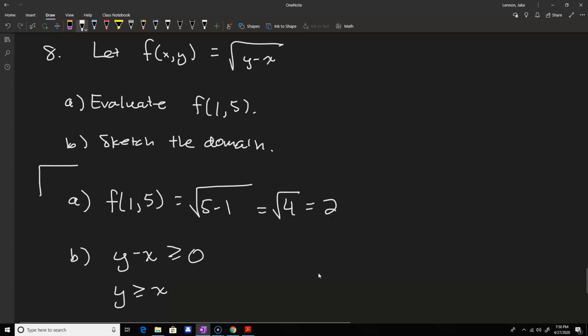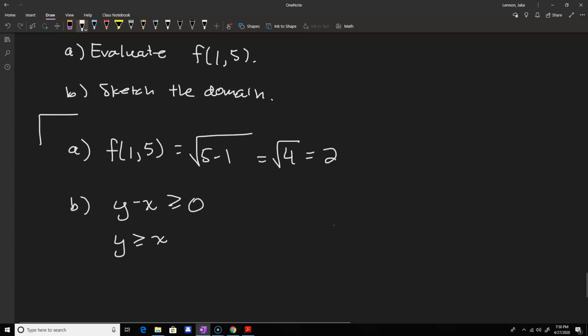So the sketch of the domain is just the ordered pairs that satisfy this inequality on the xy plane. All the places where y is equal to x are just on the 45-degree angle line y equals x, and then the places where y is greater than x are shaded above. So this is the domain.